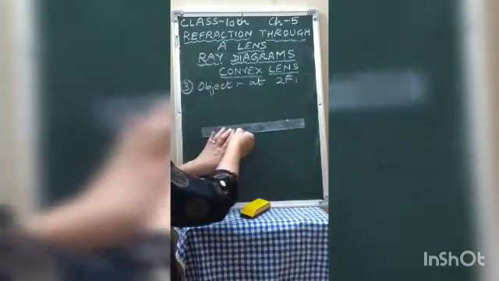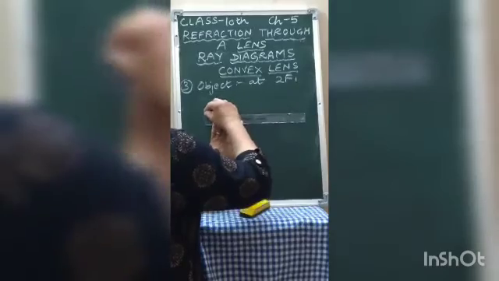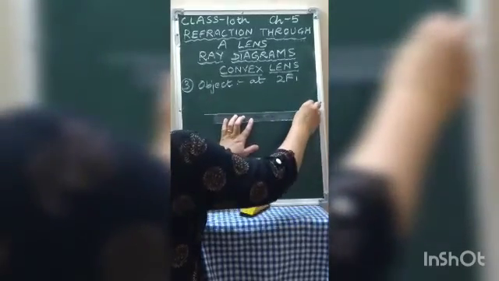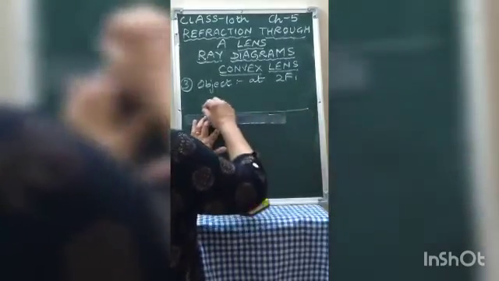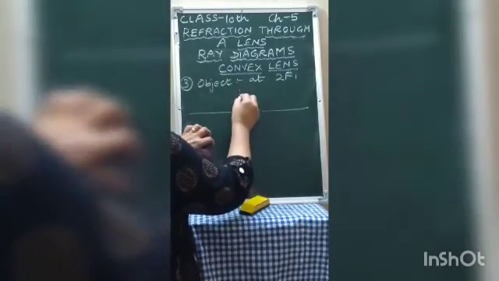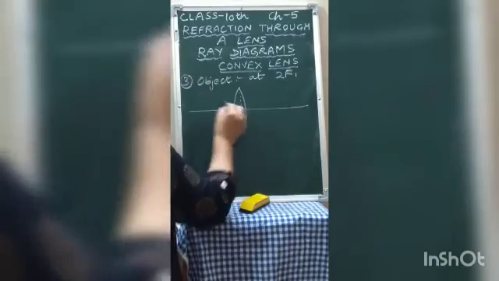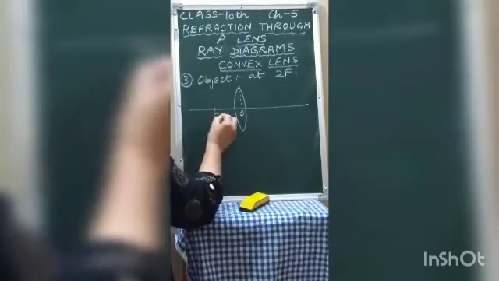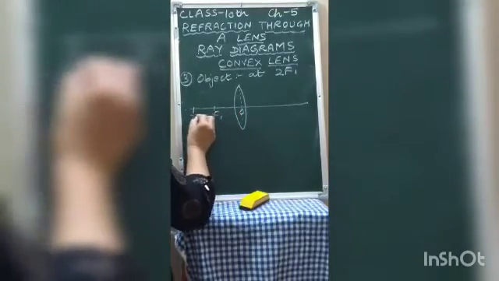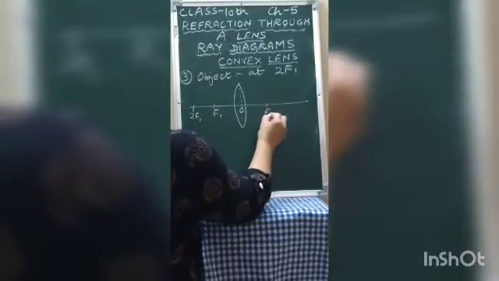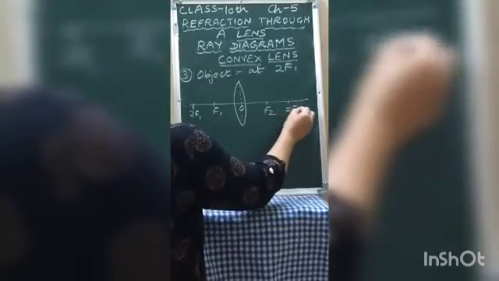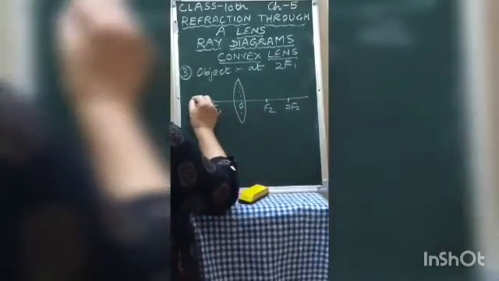Now case number 3, object is at 2F1. Same procedure you will do. Principal axis, central line, lens, optic center, F1, 2F1, F2, 2F2. Children, you have to measure and draw it.